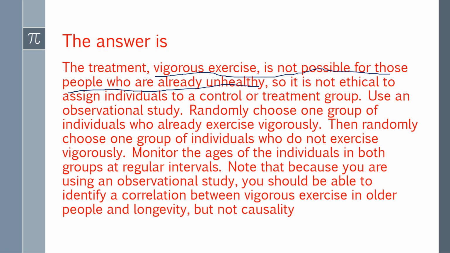So we were killing it. And then we talked about using an observational study and just choose a random group of people who already exercise vigorously. And then randomly choose a group of individuals who did not exercise vigorously. And we also talked about getting the ages. And we also remembered that in an observational study, we are able to identify a correlation between vigorous exercise in older people and longevity, but not causality.